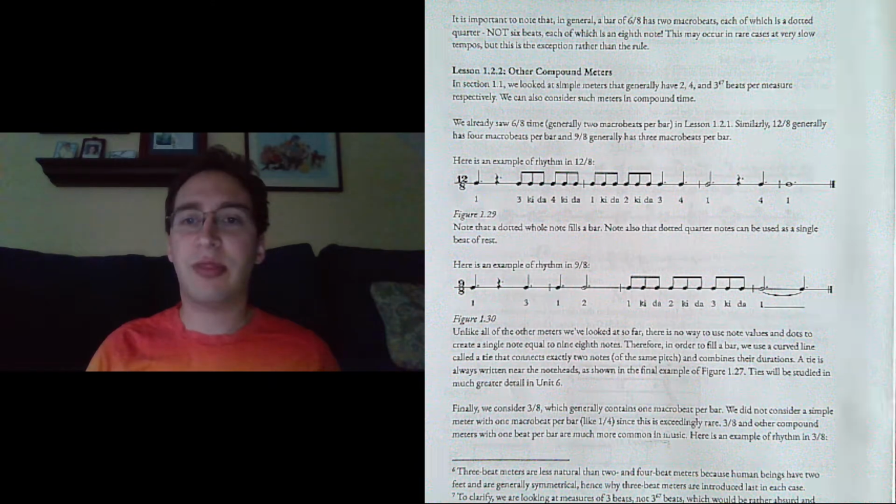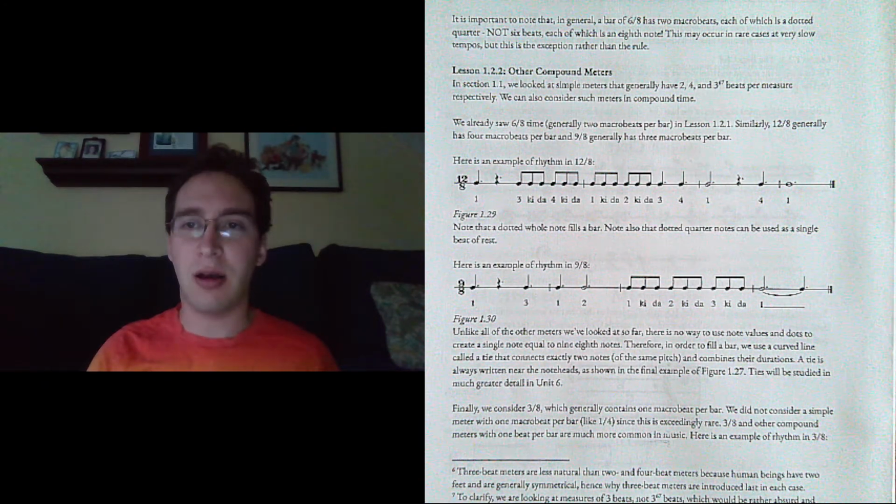1, 3 keyta, 4 keyta, 1 keyta, 2 keyta, 3, 4, 1, 4, 1.